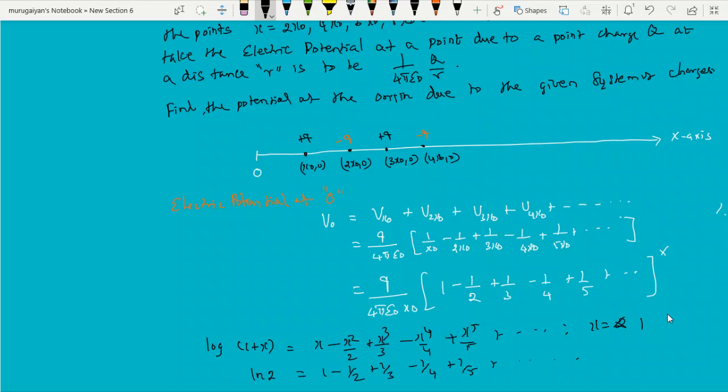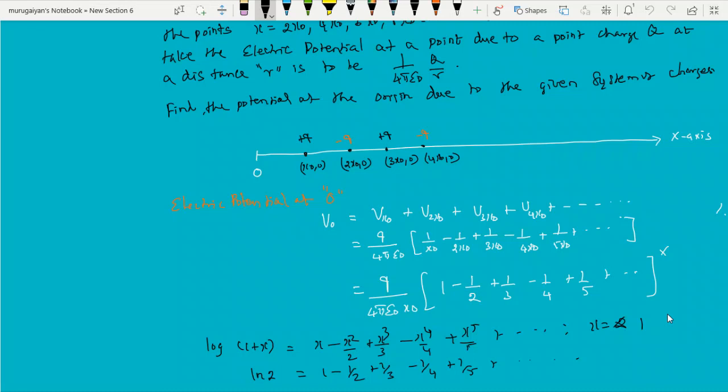Actually this is not a GP. GP means there should be a common ratio. Look at the denominators 2, 3, 4, 5. The denominators are like an AP, but if instead of alternate signs we have 1 plus 1 by 2 plus 1 by 3 plus 1 by 4 plus 1 by 5, that progression is known as a harmonic progression. Because of the alternate signs, it won't be considered a harmonic progression.